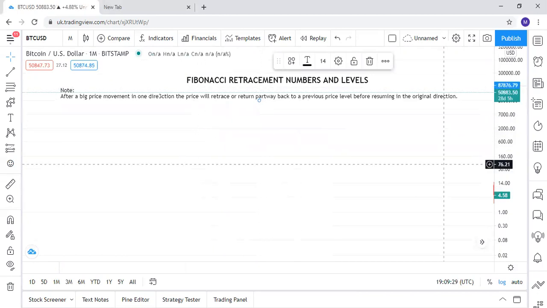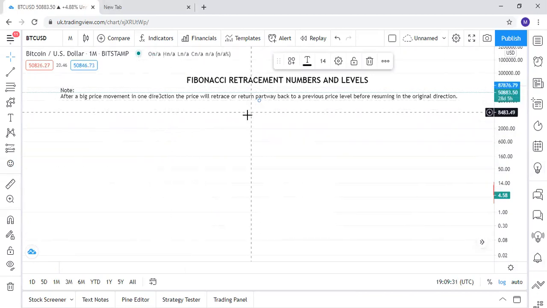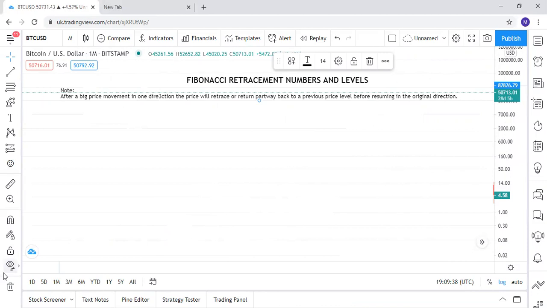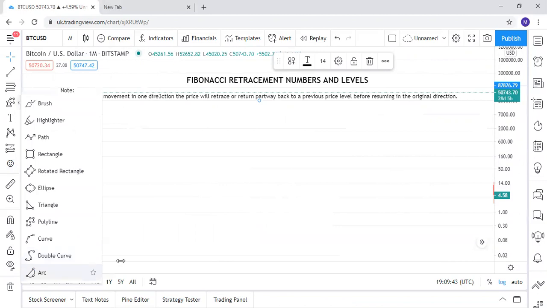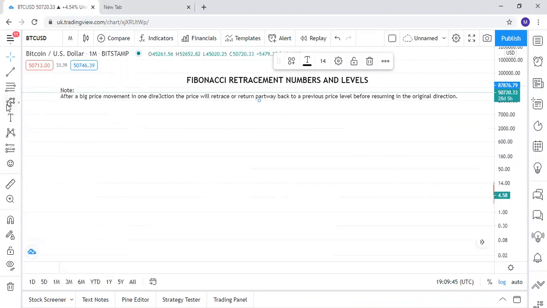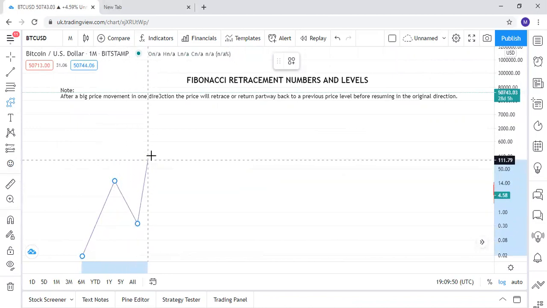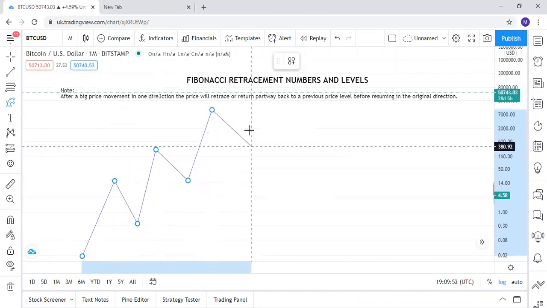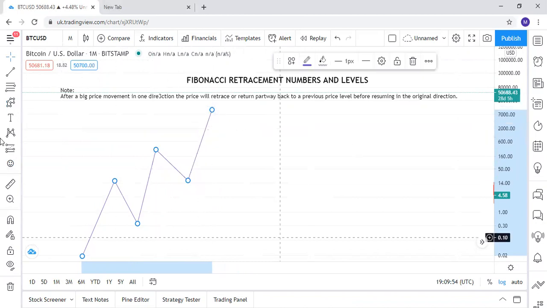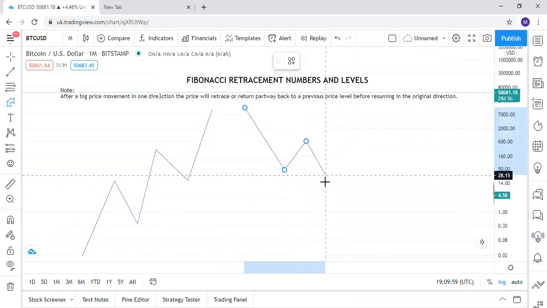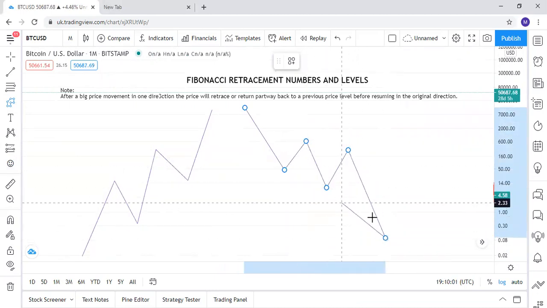Like I said, after a big price movement in one direction, the price will retrace or return pathway back to a previous price level before resuming in the original direction. So the market can't just go in a straight line. It has to go in impulse, correction, impulse, correction, impulse, and on and on. This is for uptrend, and downtrend it makes the same move: impulse, correction, impulse, correction, impulse.